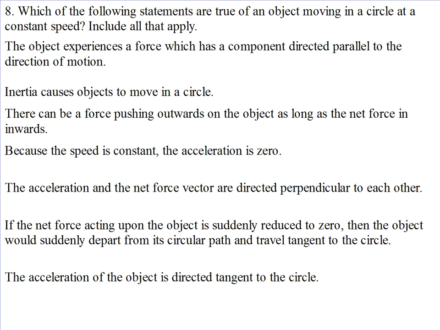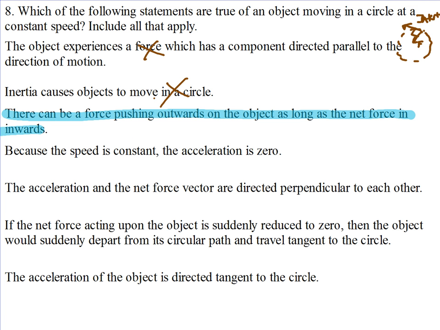All right, now which of the following statements are true of an object moving in a circle at a constant speed? All right, let's see. The object experiences force which has a component directly parallel to the direction of motion. Well, no. The motion is in a circle, so the force is always to the center, and the motion is always perpendicular, so that's not true. Inertia causes the object to move in a circle. No, inertia makes it want to go in a straight line. There can be a force pushing outwards on the object as long as the net force is inward. Well, yeah, of course. It's okay as long as the net force is inward.